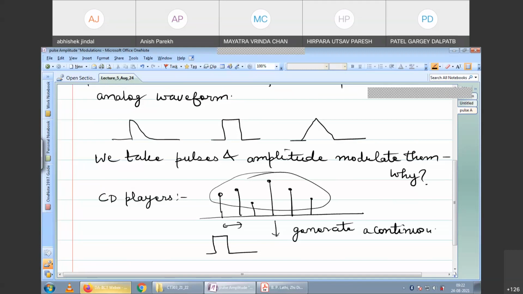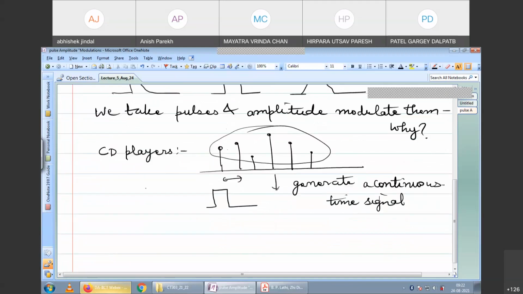Now, why are we interested in pulses only? Because pulses can be easily generated through circuitry. I am just drawing an arrow in front of this red type of pulse, but it doesn't mean only this pulse. Any sort of pulses like this and this can be easily generated through cheap hardware circuitry.